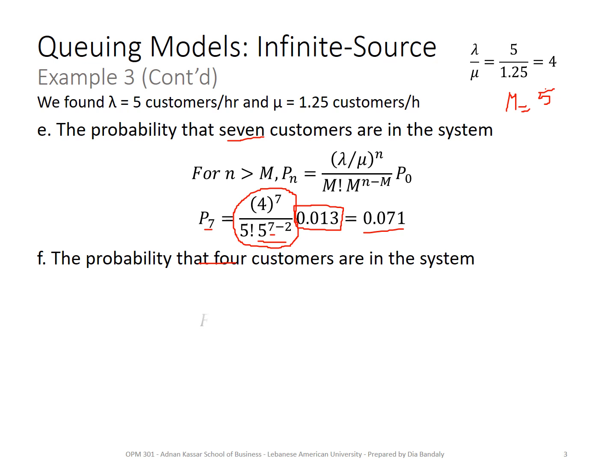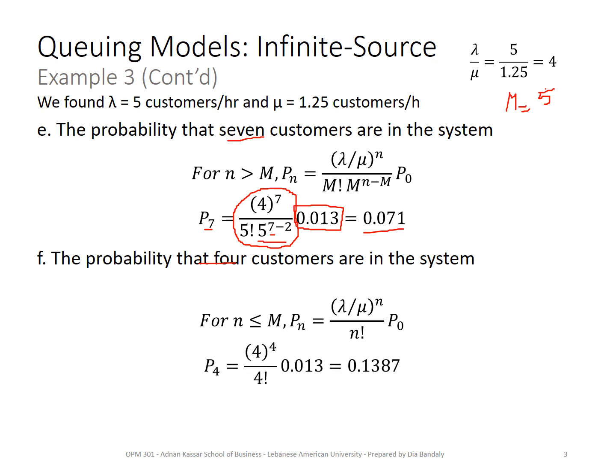So here we have n smaller than m, which means I use the simpler formula. Plugging the figures, we get P4 to be 13.87%.